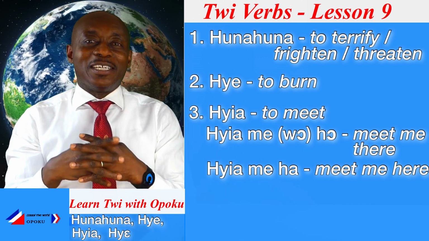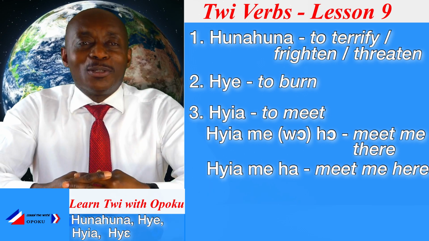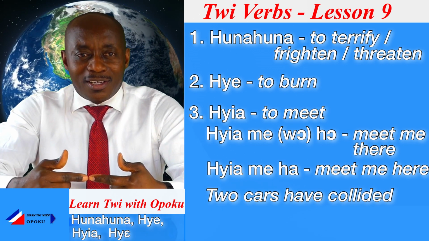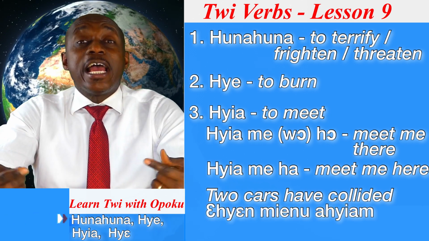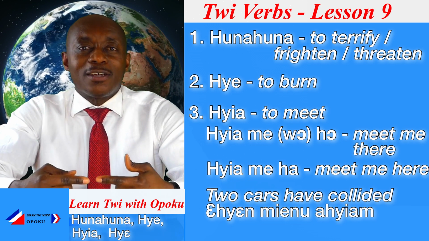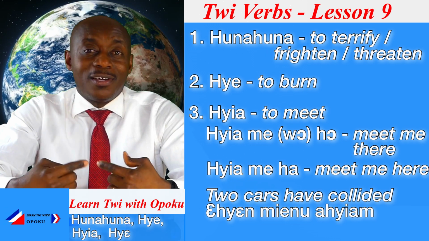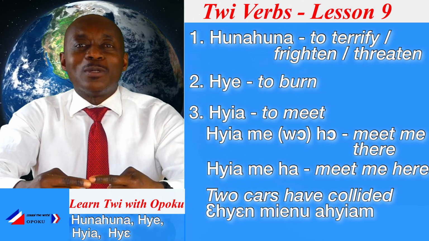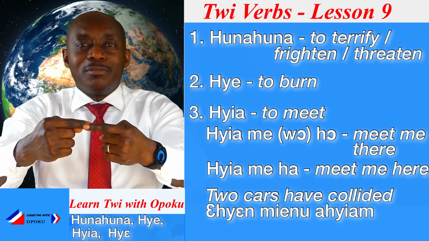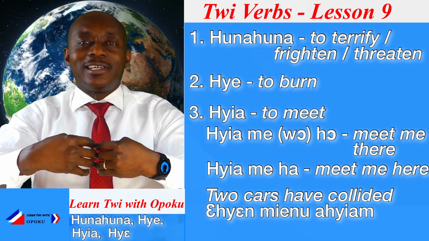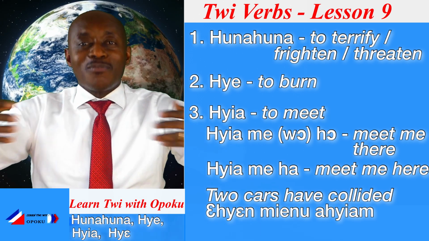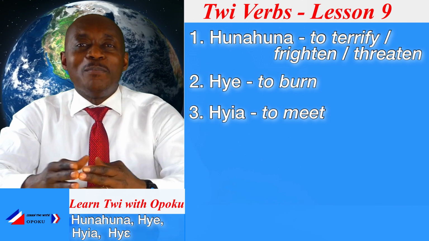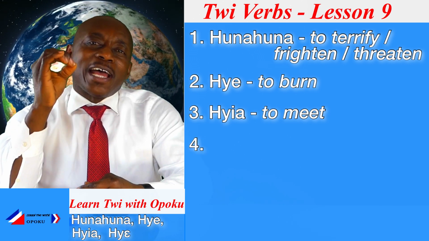So when you say shia, it means what? To meet. Good. Another example, we can say, two cars have collided. In Twi we say, Eshen mienu eshiem. Eshen is what? Transport or a vehicle. So if we want to say two vehicles or two cars have collided, in Twi we will say, Eshen mienu eshiem. Meaning, they have had a head-on collision. Two cars have met. So when you say shia, it means to meet. Let's go to the final verb, and that is what?